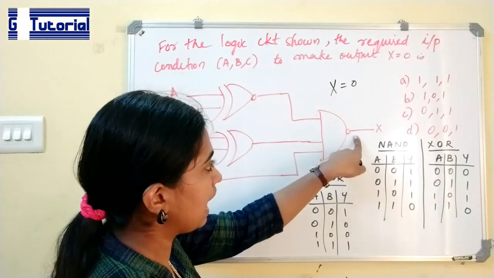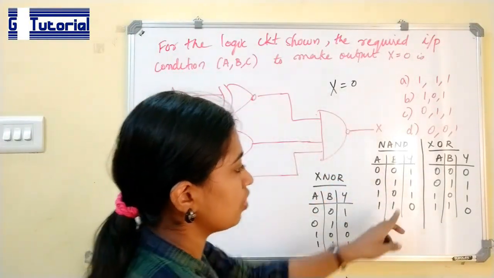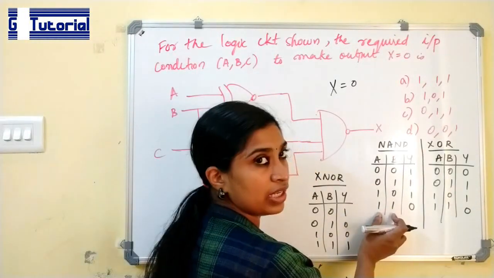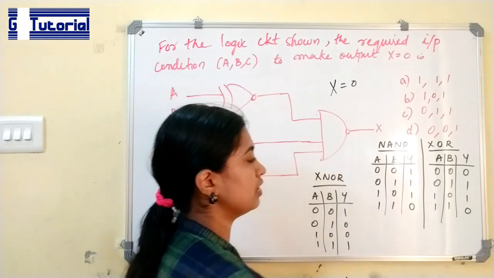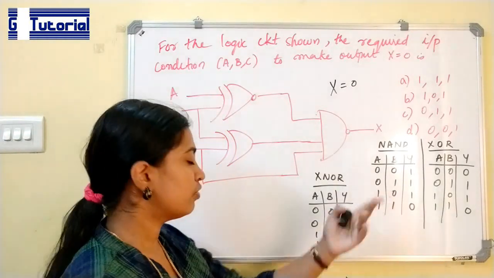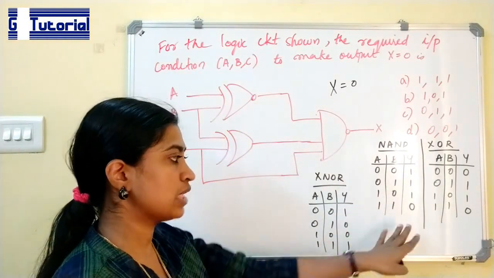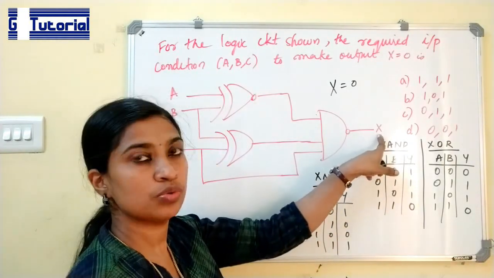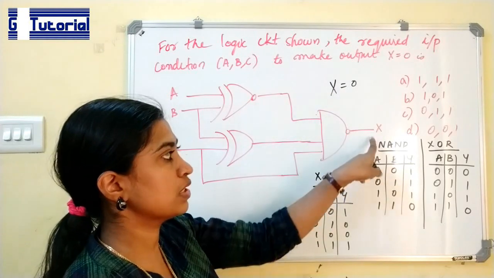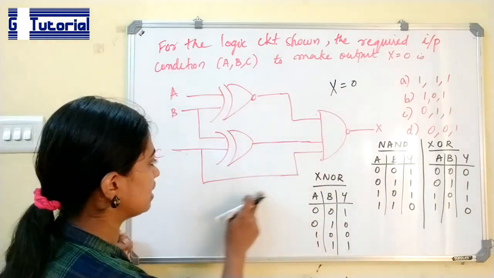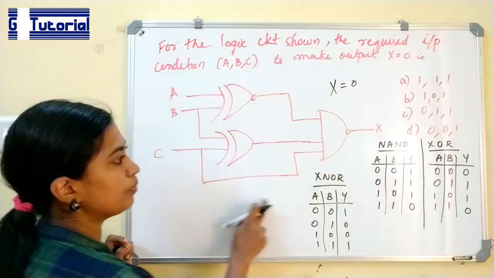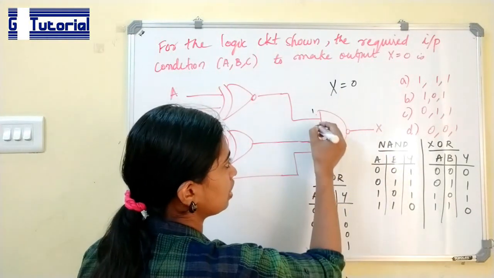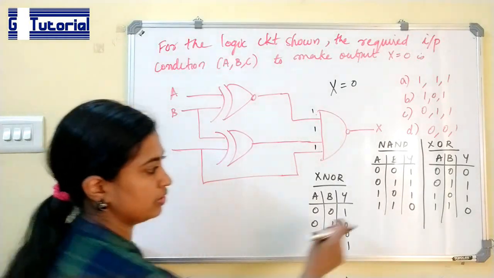The output of NAND is 0 only for the case when all the inputs are 1. Here I am writing only the case of a 2-input NAND gate. For a 3-input NAND gate, the case is also the same. When all the inputs are 1, then only the output is 0. So we have to obtain the output as 0. We can see that C is directly one of the inputs of this gate. If the output is 0, all the inputs should be 1.